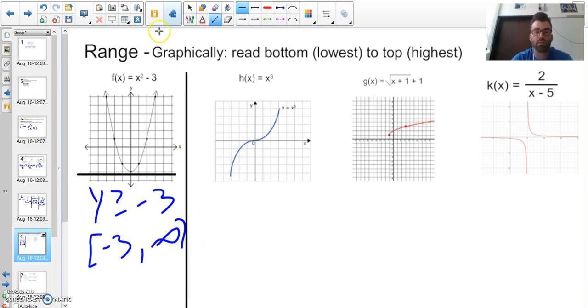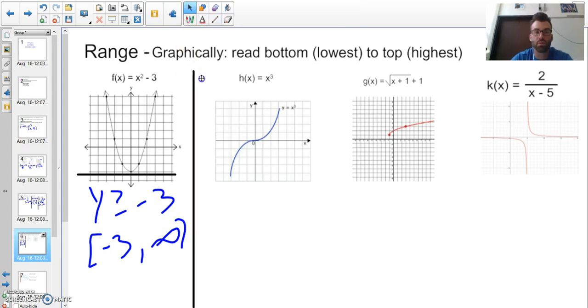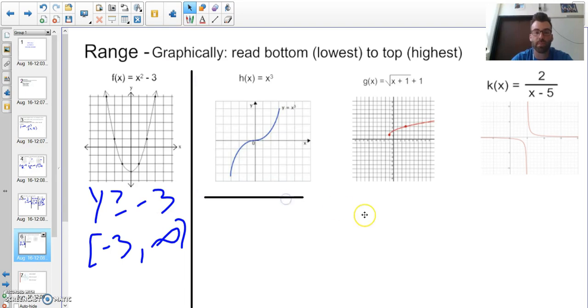Range of number 2. What is it? Great question. If I look at my range, again, you can imagine there being arrows here, and there should be arrows there. All right. I go from the bottom.